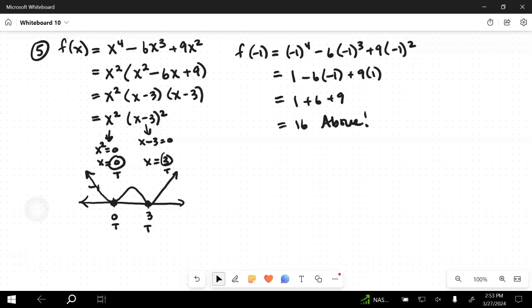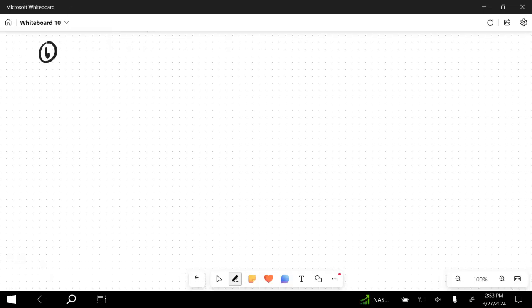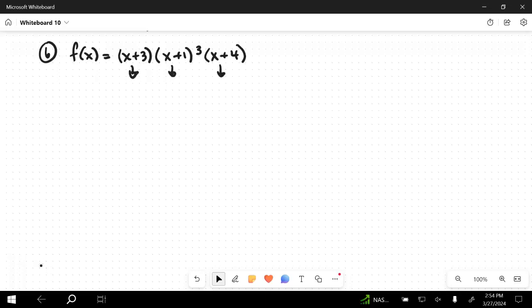Let's look at number 6. Number 6 is the same type of question, but it is already in factored form for us. So we have that part done for us. They're a little quicker. We're going to start off by solving each one of these for its 0 by setting it equal to 0 and solving it for x.